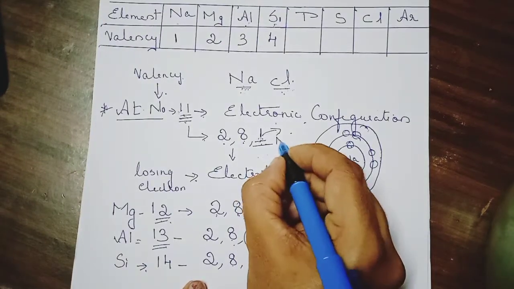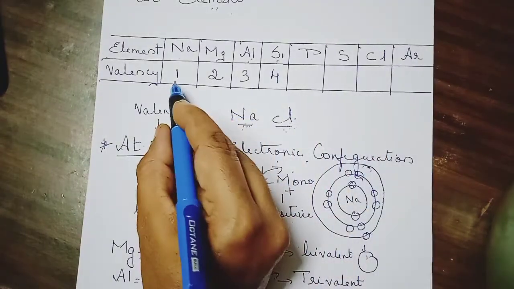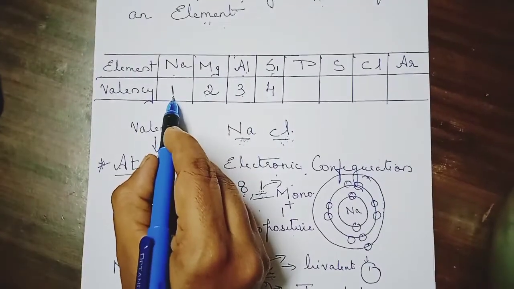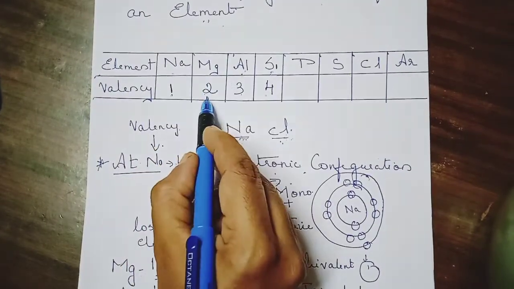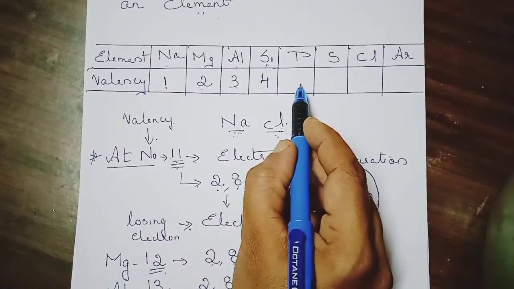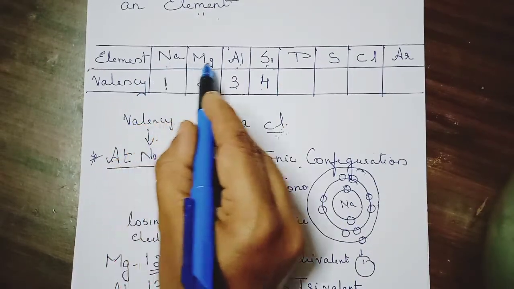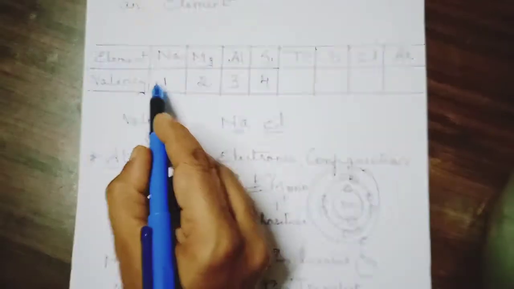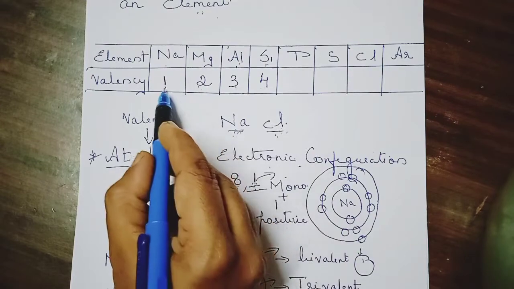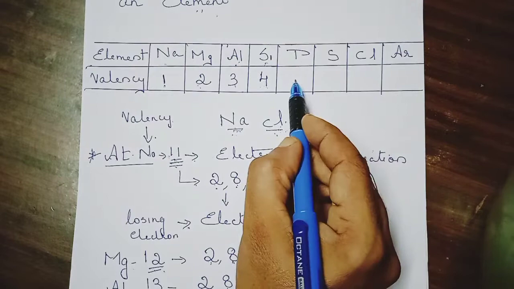And this is monovalent. So now here, can you see the valency, how it is increasing? Sodium has 1 valency, magnesium 2, aluminum 3, silicon 4. Now if you see the periodic table, across the period all these elements are arranged in the same order, so it is in increasing order. The valency is increasing. Now let's see what happens in the next element.